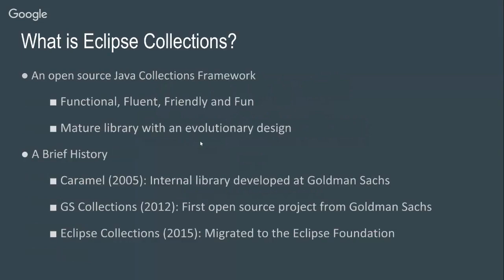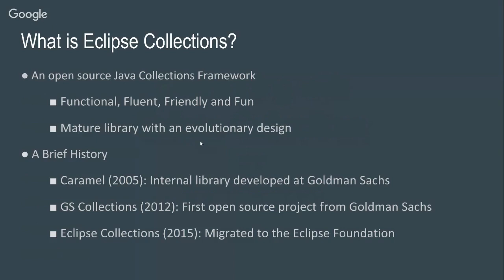Eclipse Collections is an open source Java collections framework. The USP of that is it has a functional, fluent, friendly, and fun API. It has intuitive methods on its collections. It also provides a whole suite of its own collections frameworks as well, along with primitive collections. It is a fairly mature library.